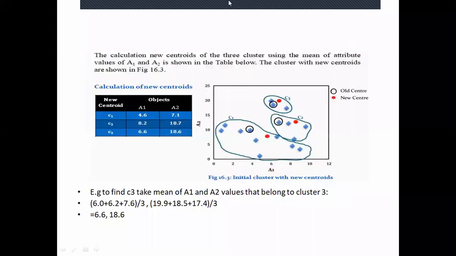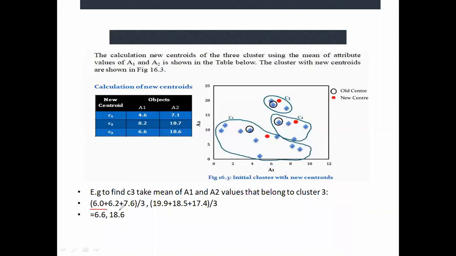I have done it for C3. So this is 6 plus 6.2 plus 7.6 divided by 3. What is the mean value that you're getting for A1? That is 6.6. And what is the mean value for A2? 18.6. So for C3, the third cluster, the new centroid has changed. Previously it was this one, now it is 6.6 and 18.6.